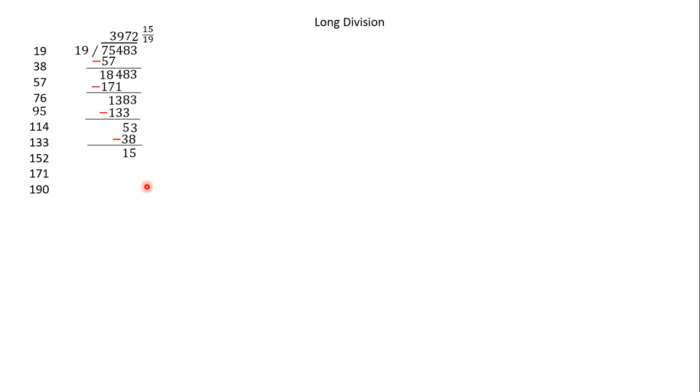So we have 3,972 and 15/19. And so again, how many times does 19 go into it? It's up at the top. We multiply, subtract, and we just keep going. So let's see how that works with polynomials. Here we have a polynomial, x to the fourth minus 3x cubed minus 7x minus 14 divided by x minus 4. First thing we'd want to do is write it in the other form with this symbol instead of this division symbol.